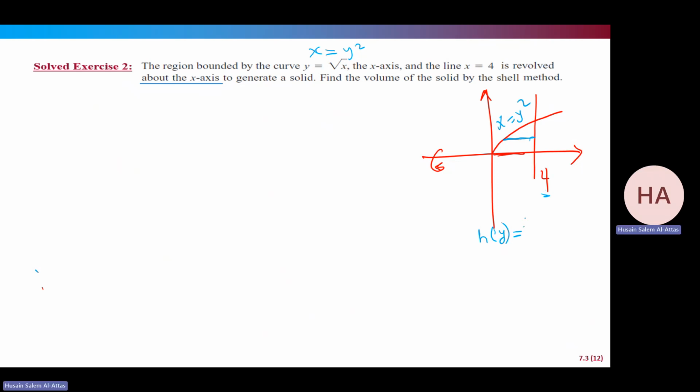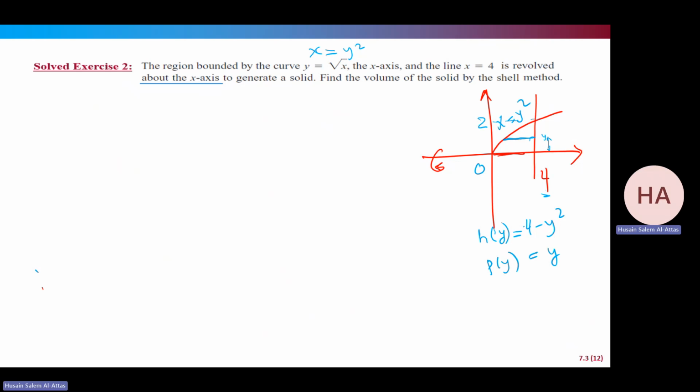So h of y will be 4 minus y squared. P of y, what is the axis of revolution? It will be the x-axis. So if this is y, what is the distance? It will be y minus 0, so it will be y. Okay, and from where to where? Y values. I'm talking about the y values, not the x values. Be careful. This is 0, and here, this is 2. Where x equals 4, y is 2.